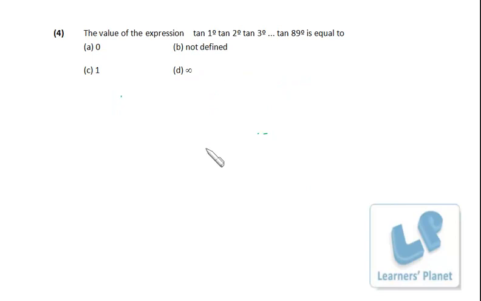The value of this expression, this sort of problem we have already solved in the previous session. Here tan 89 can be written as cot 1. So tan 1, cot 1, tan 2, cot 2, tan 3, cot 3, we are just left with tan 45, that itself is 1. So this entire calculation will be nothing but 1. In the previous question we had to take the logarithm of that. So that's why the answer was 0, because log 1 is 0, but over here the answer will be 1 because we don't have a logarithm over here. Okay, so pretty simple.